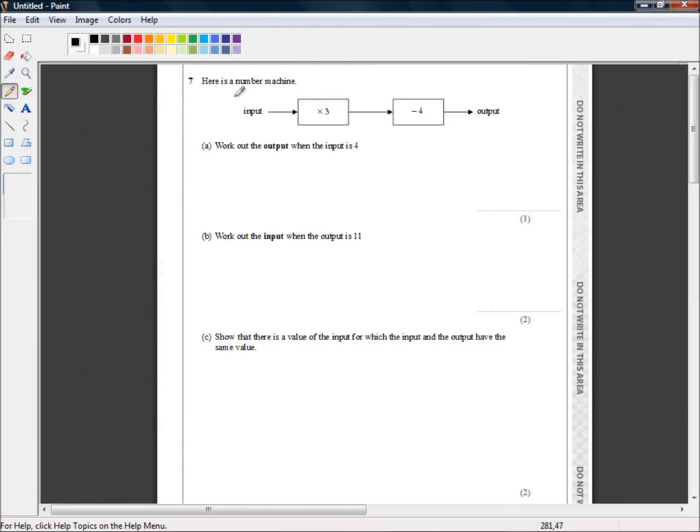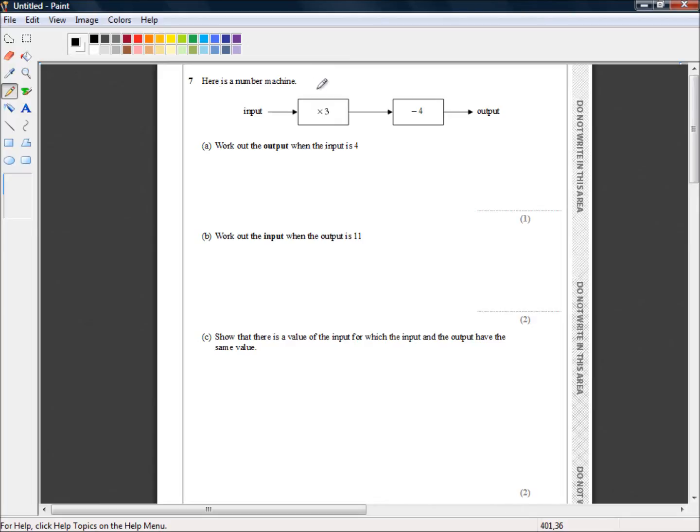Hello and welcome to the new style Edexcel GCSEs. These are the ones that go from grades 9 through to 1. This is the third paper in the foundation tier entitled 1MA1/3F. It is a calculator paper and we're picking up in question 7.